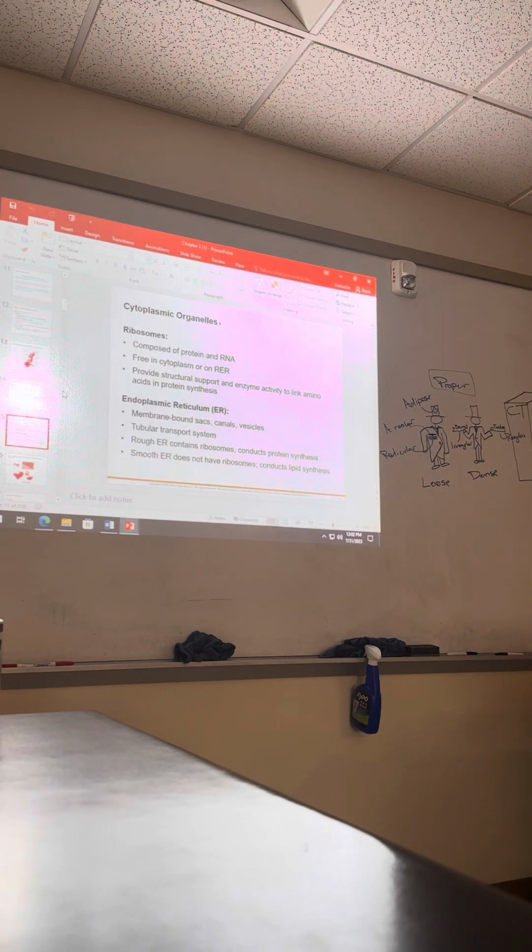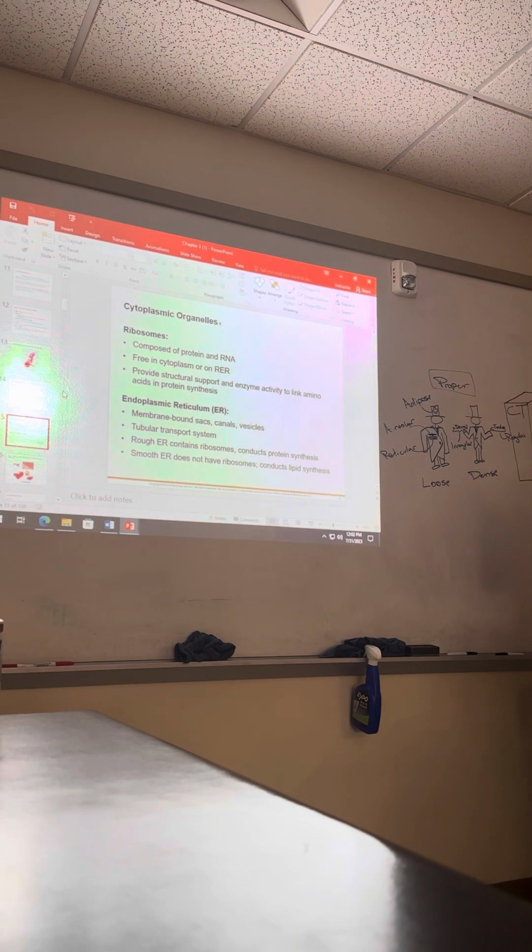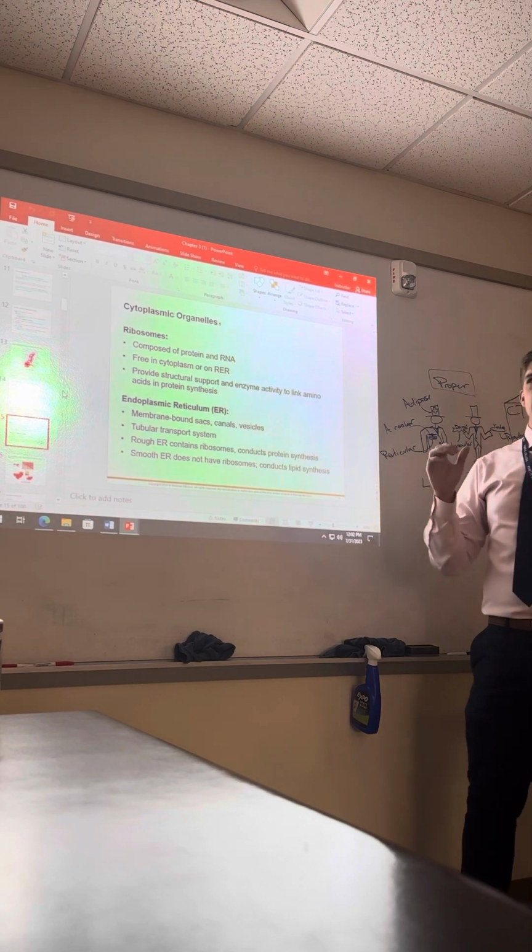Now let's talk about the endoplasmic reticulum. You got two types, the rough and the smooth. The rough makes proteins, right? Because what makes it rough? Yeah, all the ribosomes that are stuck to it make it look grainy and sandpapery, rough.